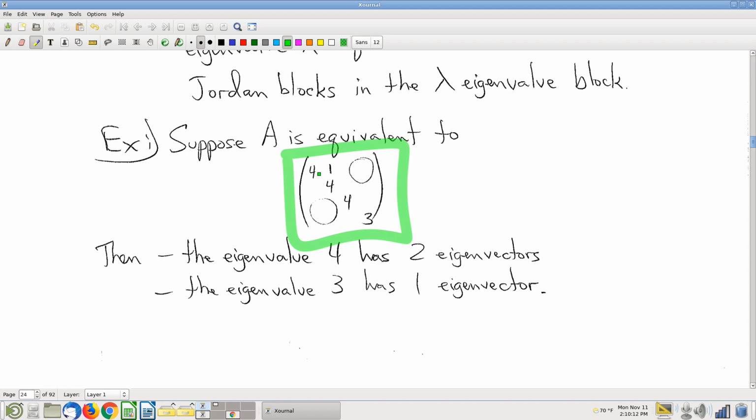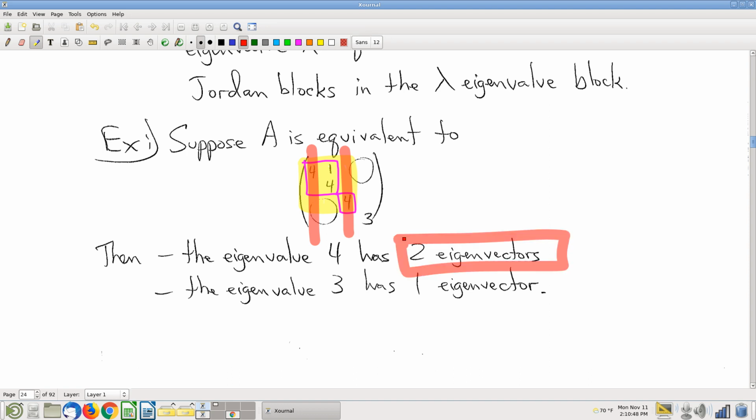So what we can do, though, is we can say, well, this eigenvalue block here, this 3 by 3 eigenvalue block, has 2 basic Jordan blocks, there and there. And therefore, each one of these basic Jordan blocks has a first column. 2 basic Jordan blocks, 2 first columns, and therefore 2 eigenvectors. Those 2 eigenvectors, I probably would have called them V1 and V3, are the 2 eigenvectors.